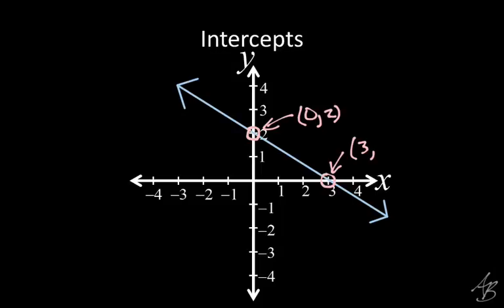3 for the x-coordinate and 0 for the y-coordinate. So for an x-intercept, the y-coordinate is going to be 0. All right. So an intercept is just where a line crosses an axis. And we say that the intercept is positive 2 here. It's positive 3 here. So when we're talking about intercepts, we can just give the number where it crosses the axis.